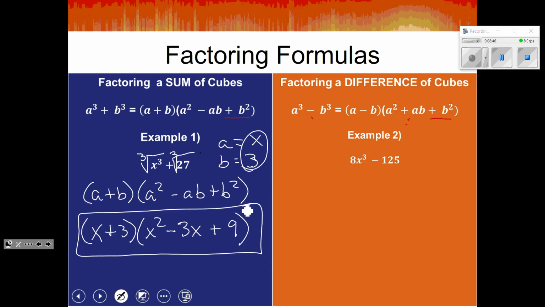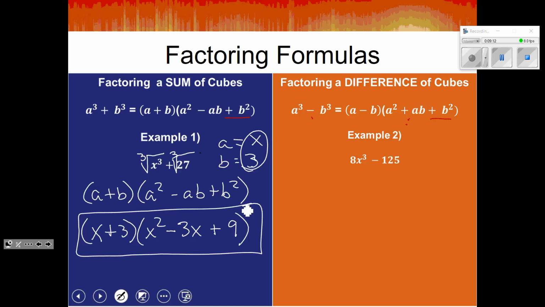Step 1, write the formula. Step 2, define A and B. Step 3, plug in. And someone said, Ms. Corns, can't this trinomial break down further? I'm going to tell you right now, it's one of those puzzles that can't work. You can try all day to figure out something to multiply to be 9 that adds to be 3, and it's not going to work. Do you understand that? So once you plug in, you're done.